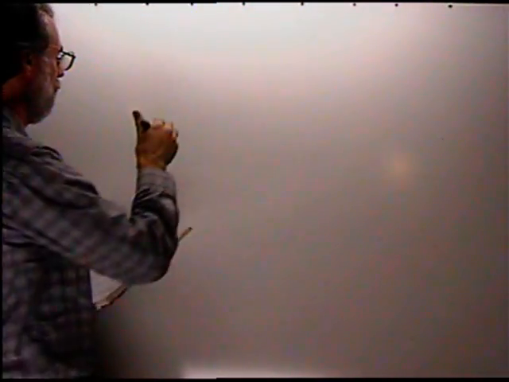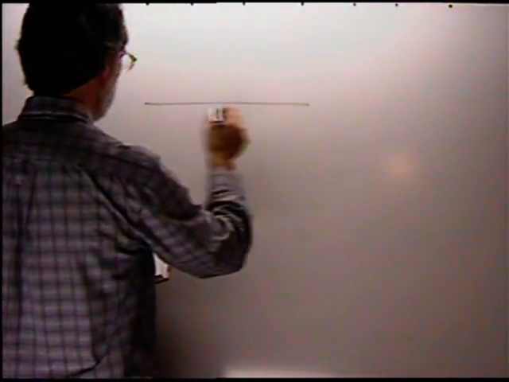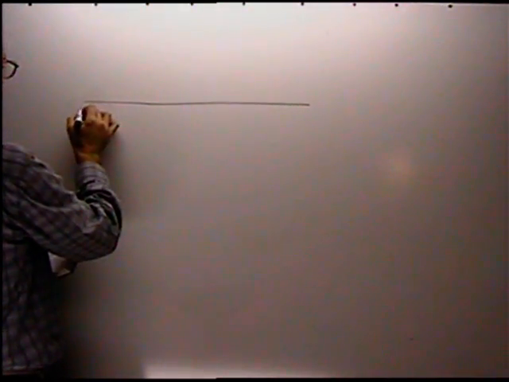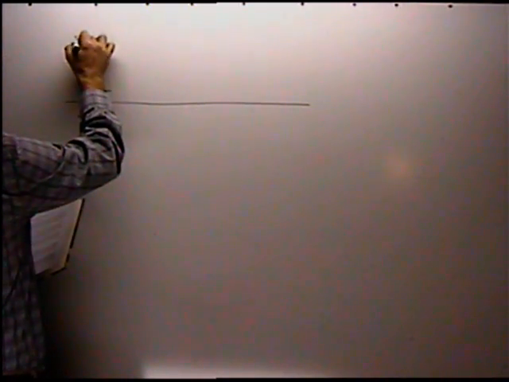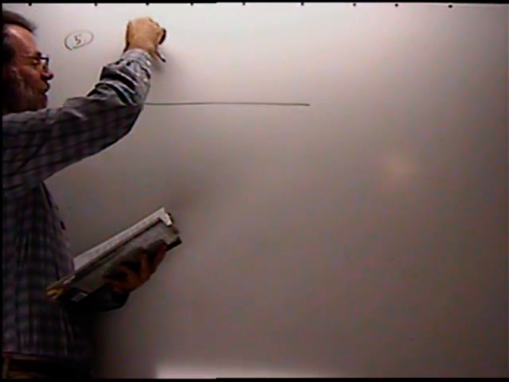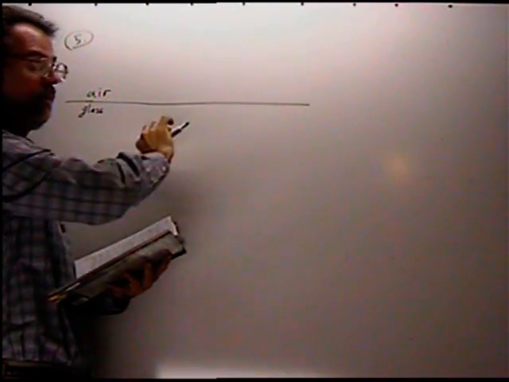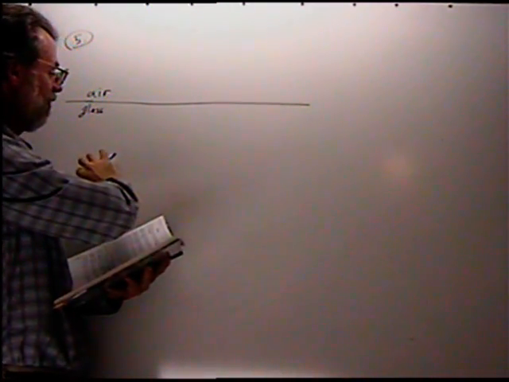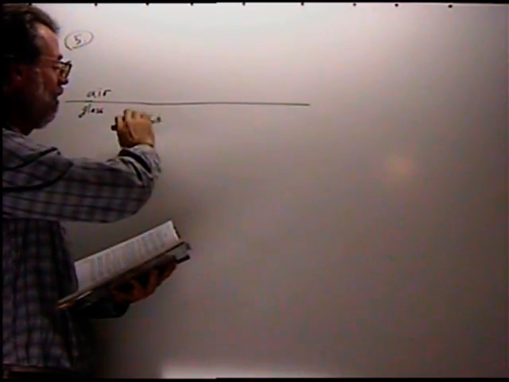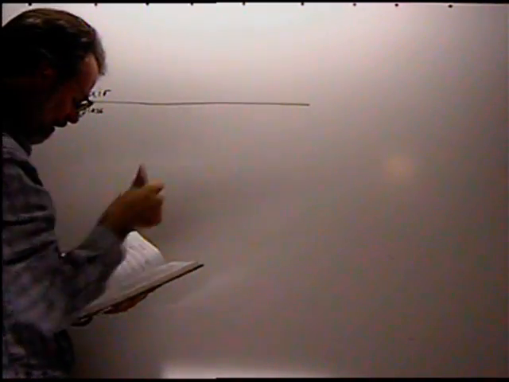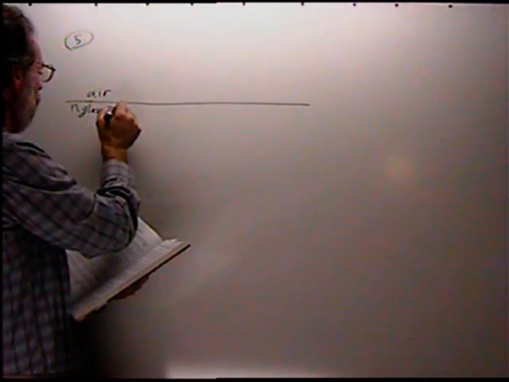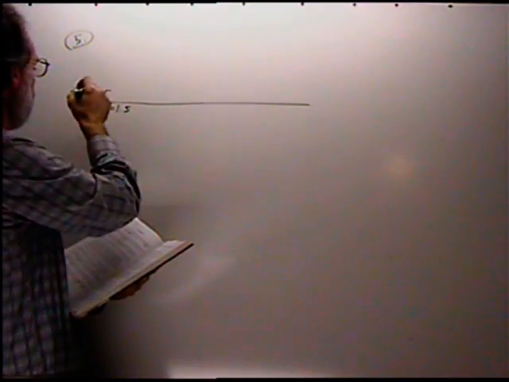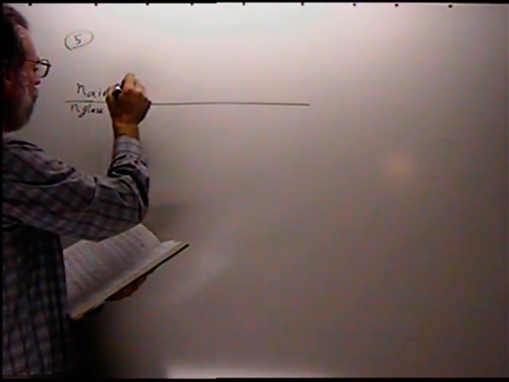Okay, for instance, we have a block. In this case, what we have is glass. This is glass, and this is air. This is number 5. And all the problems so far have been where the light is coming down from the air into the glass. This way is different. Now the light is traveling from the glass into the air. Okay, so the index of refraction of glass is 1.5. Index of refraction of air is, of course, 1.